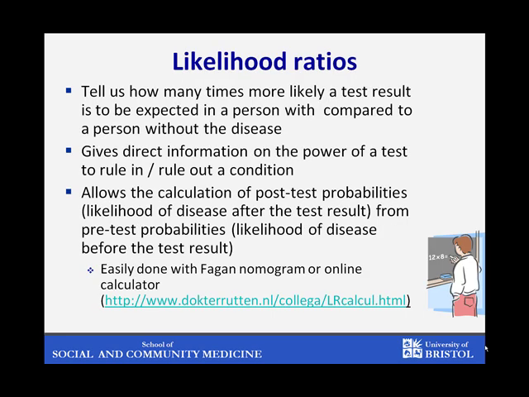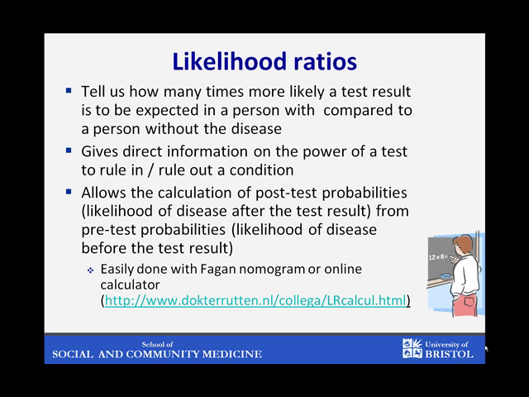This leads us to a new concept and a new calculation called likelihood ratio. The definition of a likelihood ratio is it's the number of times more likely a test result is to be expected in a person with compared to without the disease. And what it's really good at is it gives you a simple single measure, which as you'll see in a minute combines sensitivity and specificity, to tell you whether you can rule out or rule in a condition.